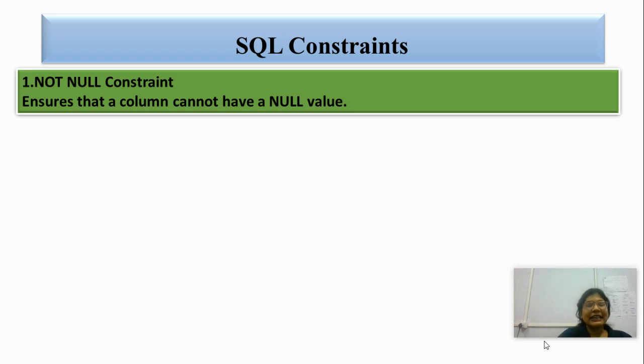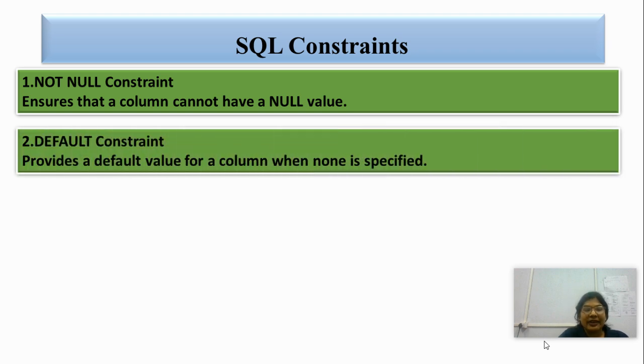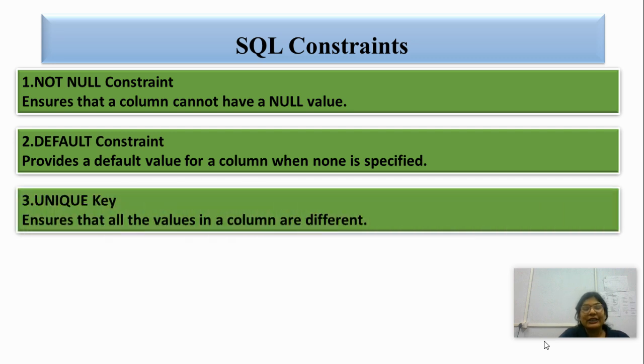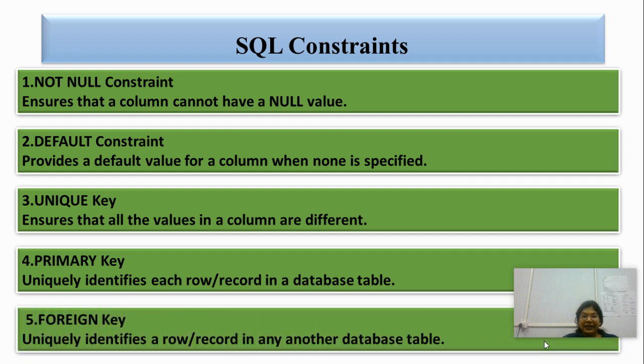The NOT NULL constraint ensures that a column cannot have a null value. It should have some value. The DEFAULT constraint provides a default value for a column when none is specified. UNIQUE key ensures that all the values in a column are different. Primary key uniquely identifies each row or record in a database table. Foreign key uniquely identifies a row or record in another database table.